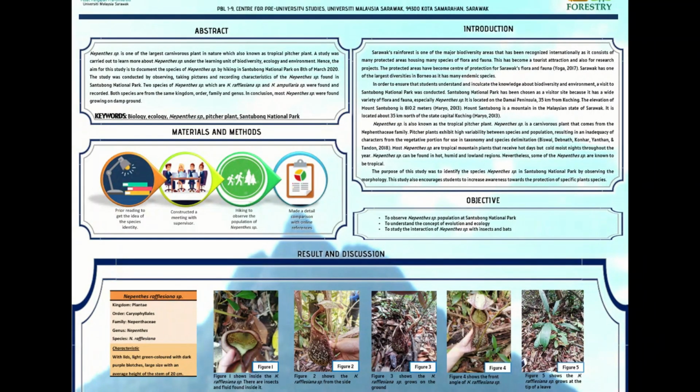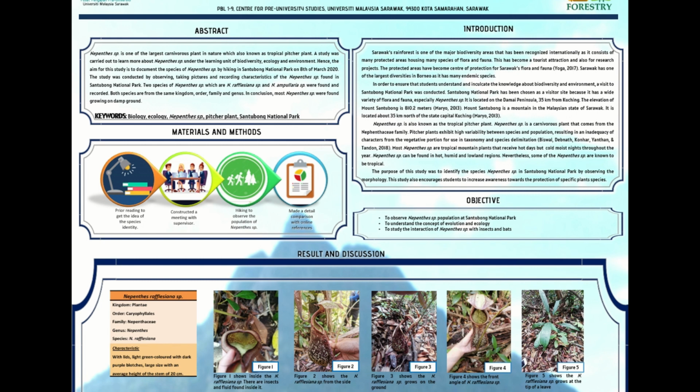Sarawak's rainforest is one of the major biodiversity areas that has been recognized internationally, as it consists of many protected areas housing many species of flora and fauna. This has become a tourist attraction and also for research projects. The protected areas have become the center of protection for Sarawak's flora and fauna. Sarawak has one of the largest diversities in Borneo, as it has many endemic species.